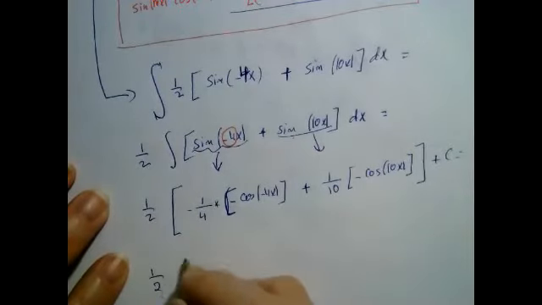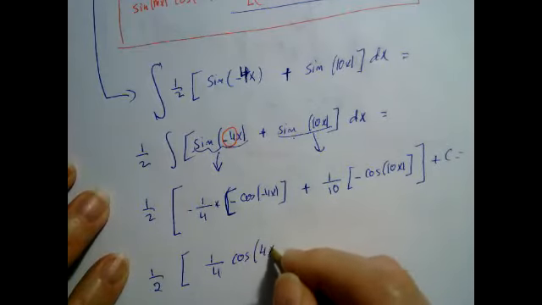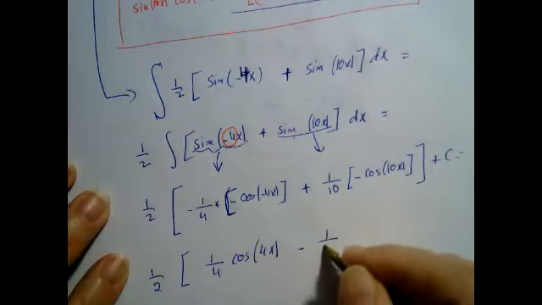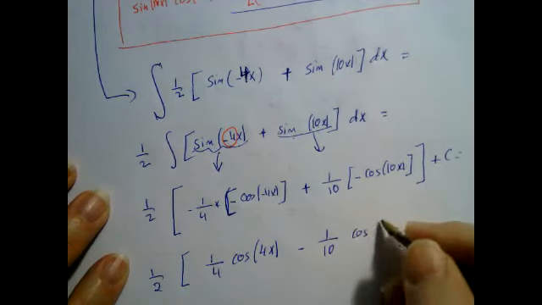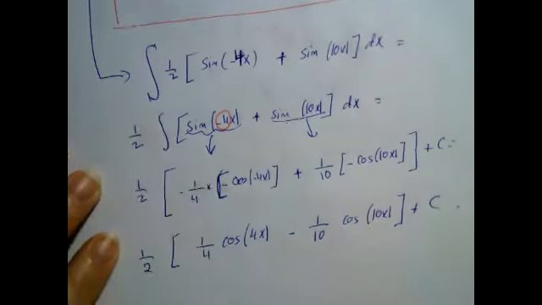Now we clean it up a little bit. I will have a half times, minus minus is a plus, 1 over 4 cosine 4x, minus 1 over 10 cosine 10x, plus c.